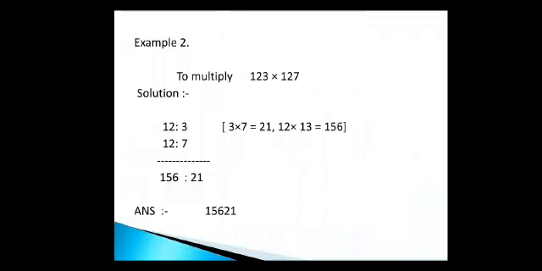The next example is, we have to multiply 123 into 127. So we can see again the ones digits are 3 and 7. So the sum of 3 and 7 is 10. So we multiply 3 into 7, that is 21, and 13 is the successor of 12. So we get 12 into 13 is equal to 156. So the answer is 15621.